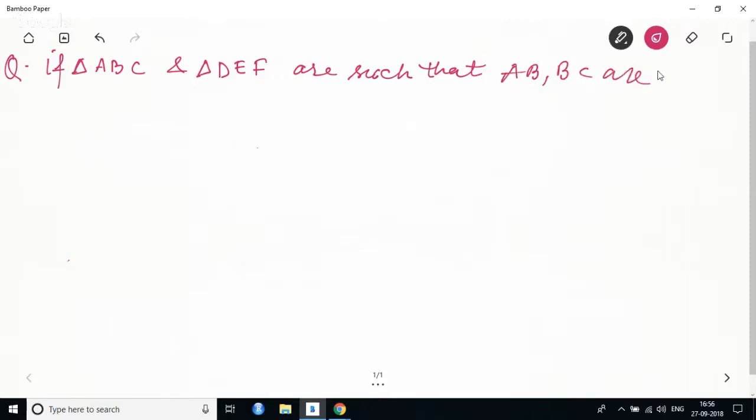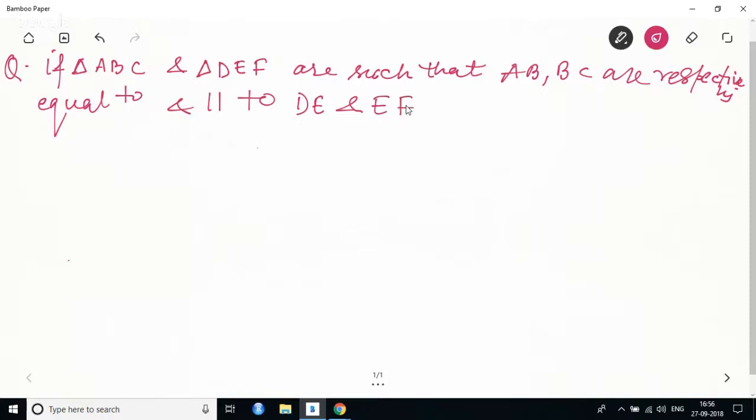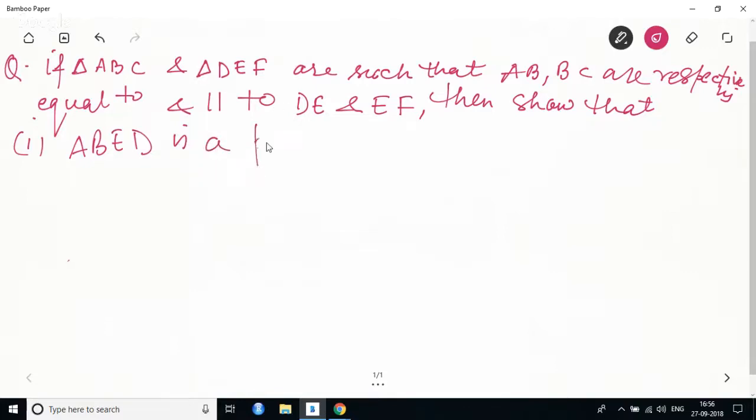If triangle ABC and triangle DEF are such that AB, BC are respectively equal to and parallel to DE and EF, then show that one, ABED is a parallelogram.